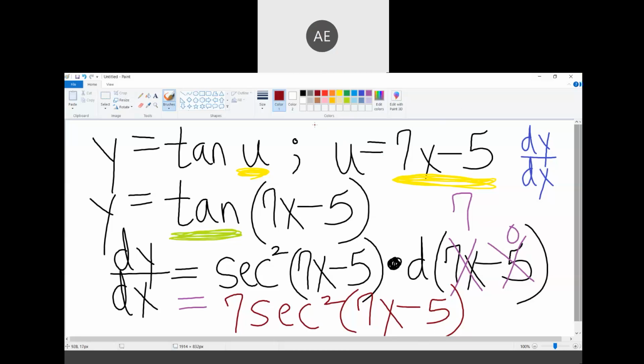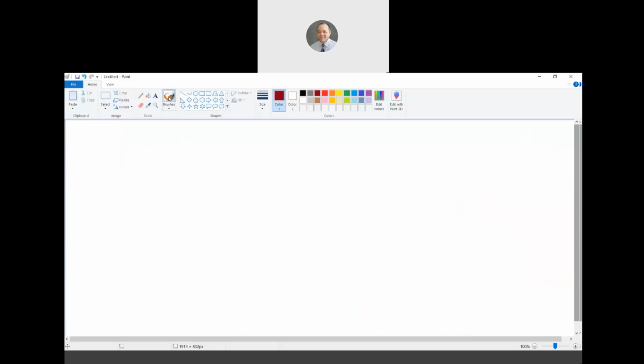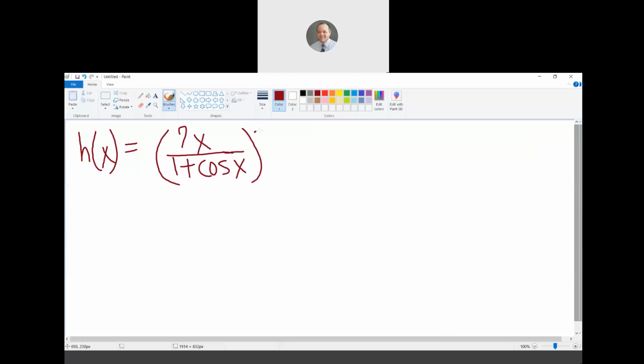Let's go back and look at a few problems involving the chain rule, as well as some other rules kind of sprinkled in. So this first one, we have h of x equal to 7x over 1 plus cosine x, and all of this is squared. And we need to find the first derivative, or h prime of x.